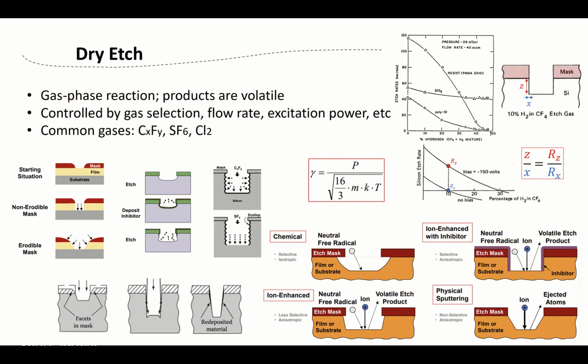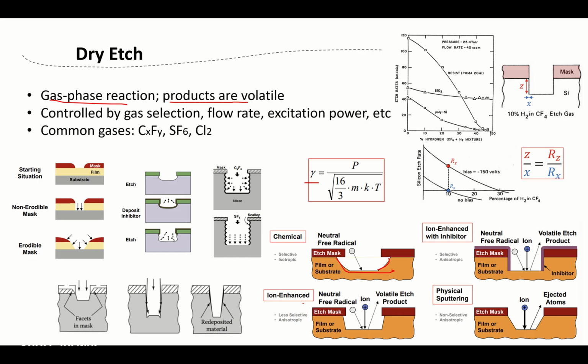For dry etch, it's a gas phase reaction and the products are volatile. Here we have different types of dry etch, and here is the gas impingement rate. It is the number of gas molecules hitting the surface per minute per unit area. Here we have different types of dry etch, including chemical etch. It uses neutral free radicals to react with the substrate. It will be selective and isotropic.